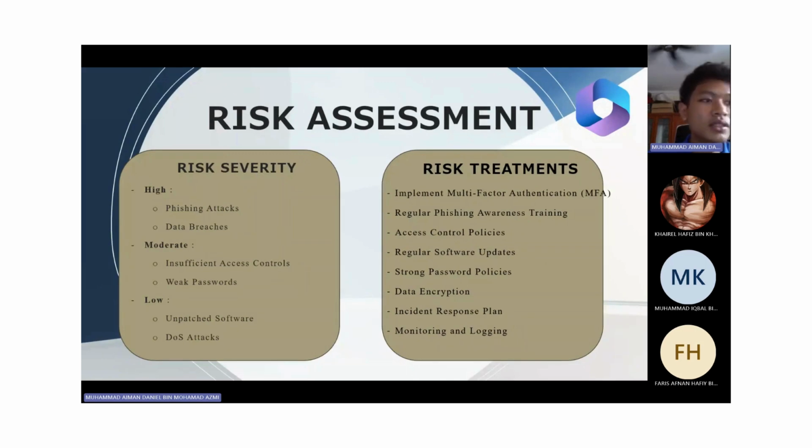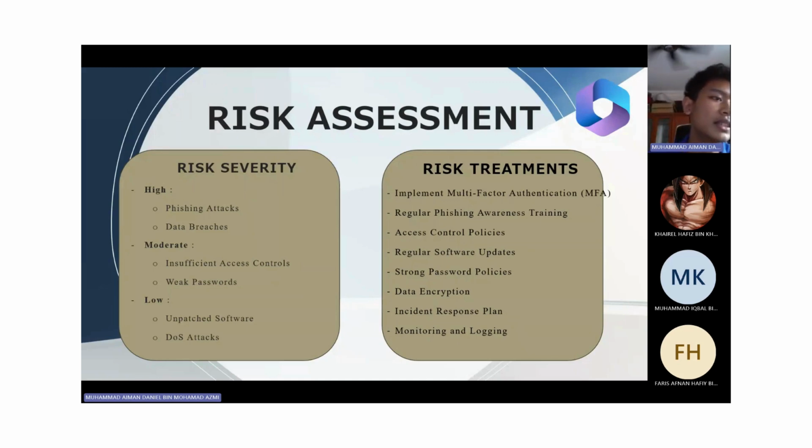And the last one is the low part, which is unpatched software and DDoS attack, denial of service attack. For unpatched software, lower likelihood if updates are managed properly, but potentially high impact if exploited. So if your employee forgot to update the software, it's going to be very, very dangerous if the vulnerabilities are exploited by the unpatched software.